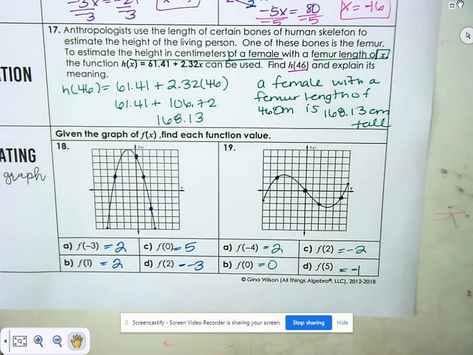Okay? That's evaluating functions whenever we're plugging them in. One of the main things that you will see concerning functions.